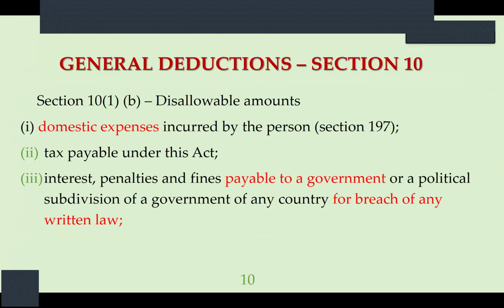So I think you can understand here. Section 10(1)(b) says domestic expenses. It has a definition in section 197. So now we are moving to that section 197. Please keep this deduction rule in your mind, because this is very important when you are calculating an assessable income from the business or investment.